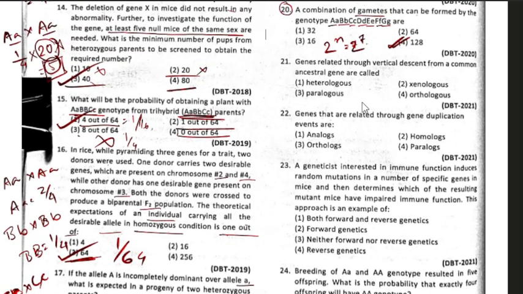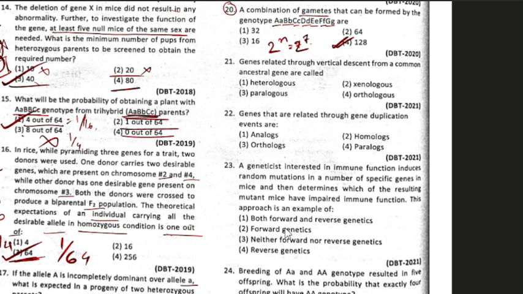Next, genes related through vertical descent from a common ancestral gene. We have already seen this concept, and genes related through vertical descent are what? Orthologous. We have already done this. Next, genes related through gene duplication. Whenever you get the term gene duplication, you can do paralogous.